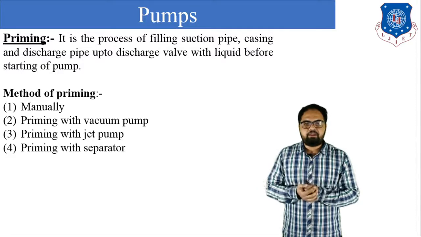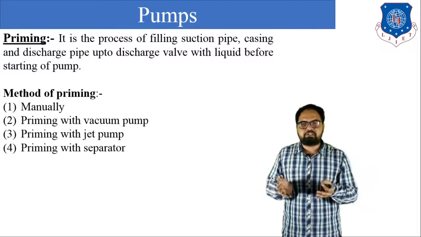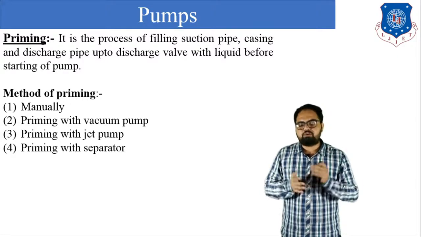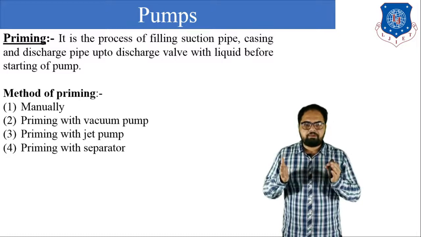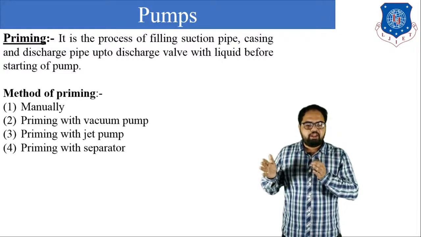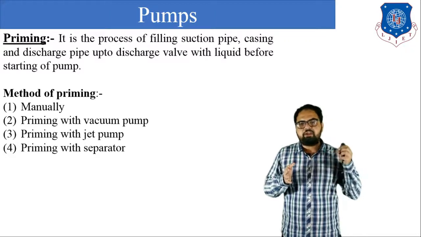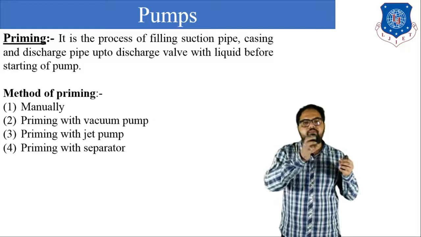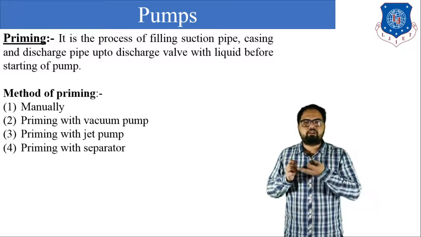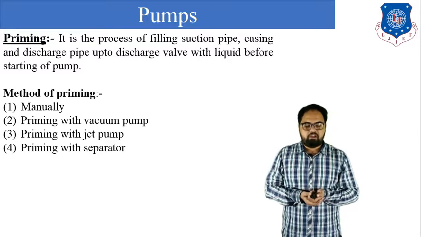In manual priming, we supply the liquid manually and fill all the space like the suction pipe, casing and discharge pipe up to the discharge valve. In priming with a vacuum pump, one reciprocating pump is fitted at the end of the delivery valve, and with the help of that vacuum pump all the air will be removed from the pump, and due to that negative pressure the suction of the liquid takes place.